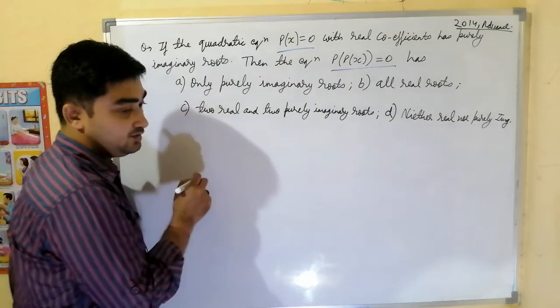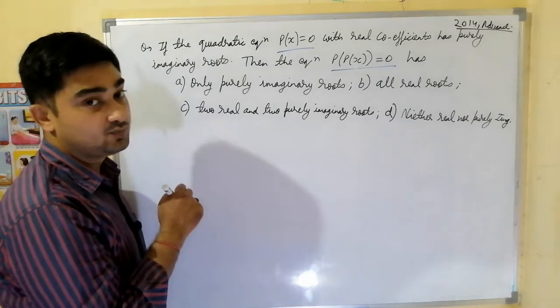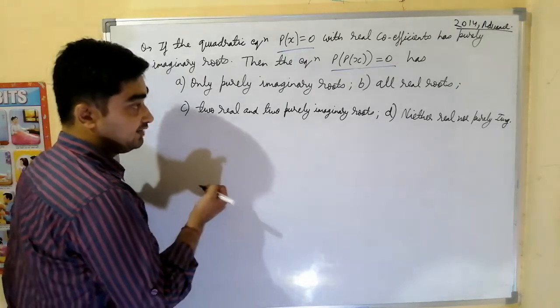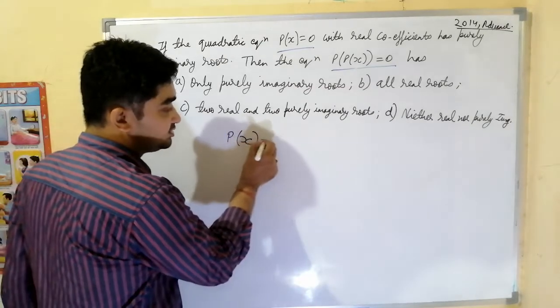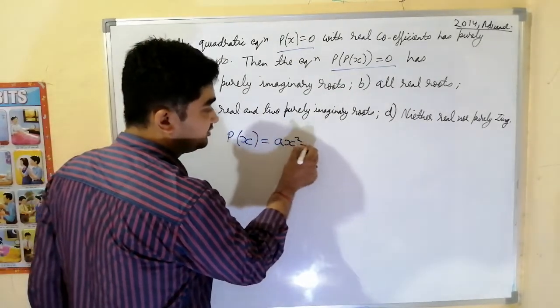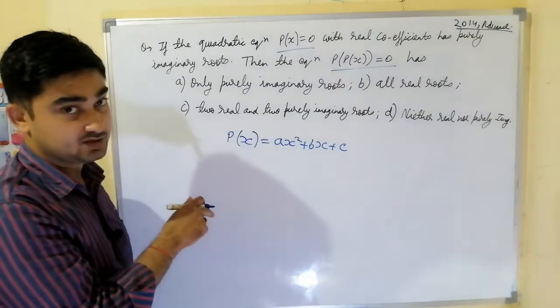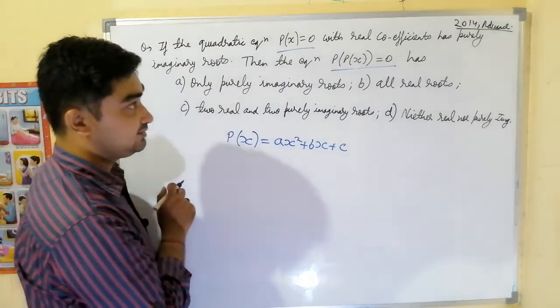First of all, we know that in any quadratic equation with real coefficients, the complex roots will always occur in conjugate pairs. They have to occur in conjugate pairs. So we'll see. Let us assume p(x) as ax square plus bx plus c, where a, b, c are real. It is given to us. And it is also given that the roots are purely imaginary.